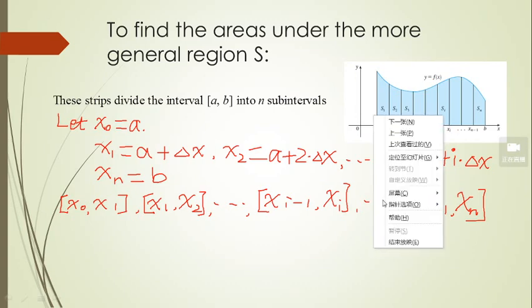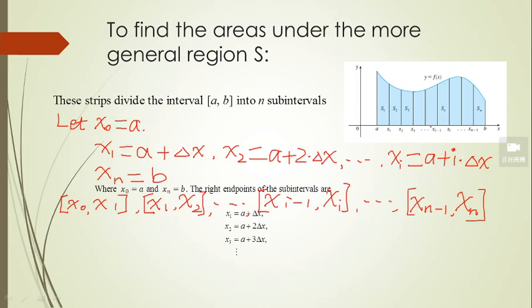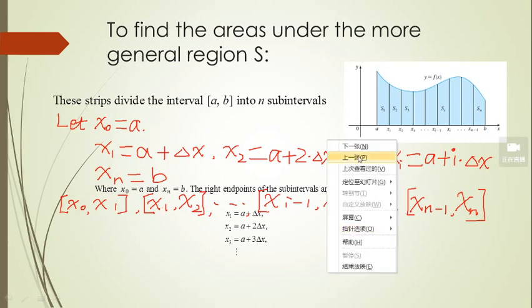That's why we mentioned the left and right endpoint for each interval. For example, for the first subinterval, x1 is the right endpoint. x1 is the right endpoint for the first interval, right? But if you look at the second subinterval, then x1 becomes the left endpoint in that way. So be careful, okay?